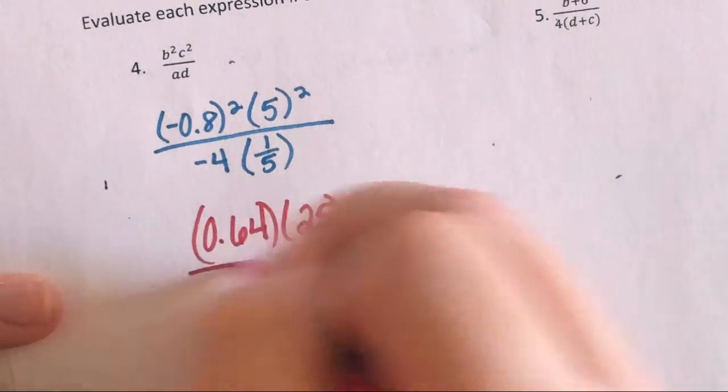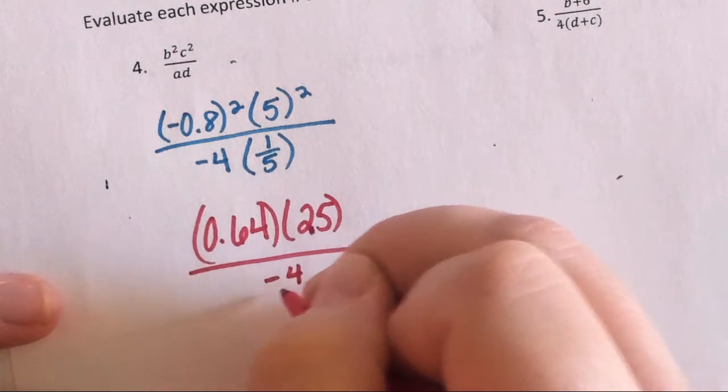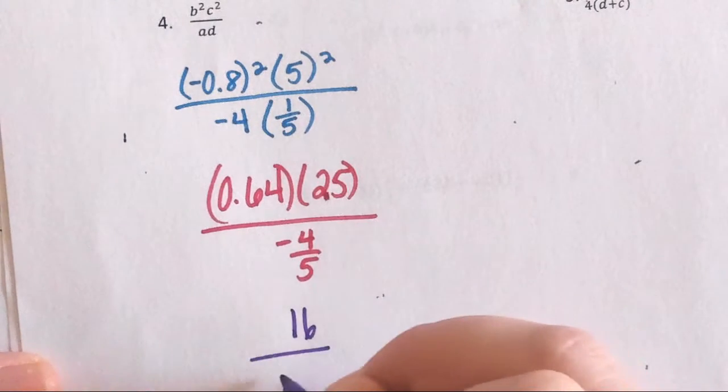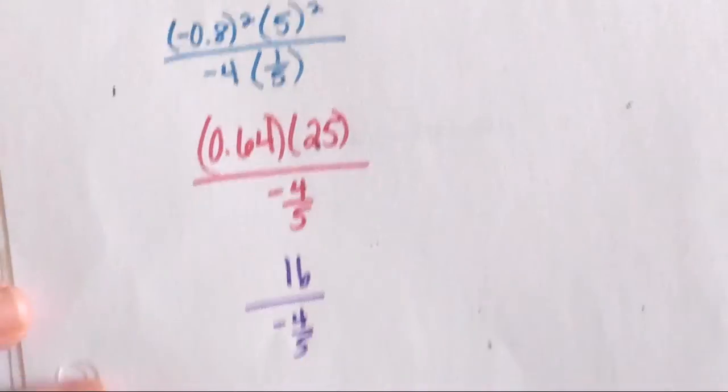Okay, so I got 0.64, and then everyone knows 5 squared is 25, thank God. And then the denominator, I have negative 4/5. Okay, that perfect square reminds me to talk about perfect squares when I'm done. Okay, 0.64 times 25. What do you end up getting in the numerator? 16 in that numerator, and it's divided by negative 4/5.